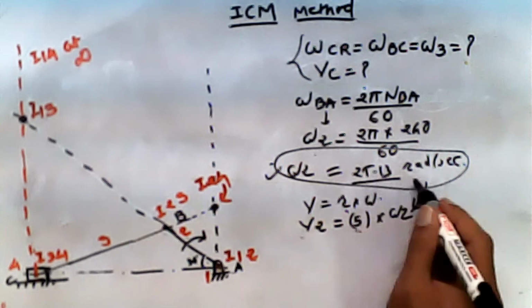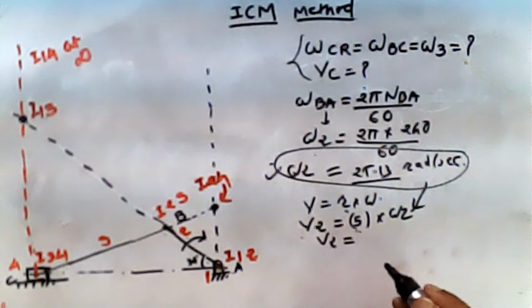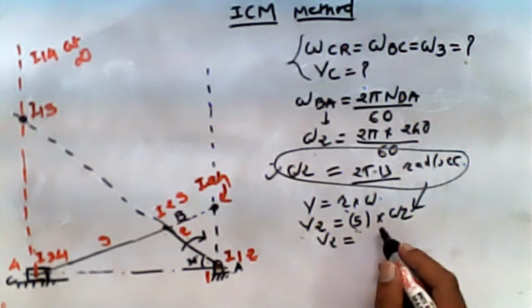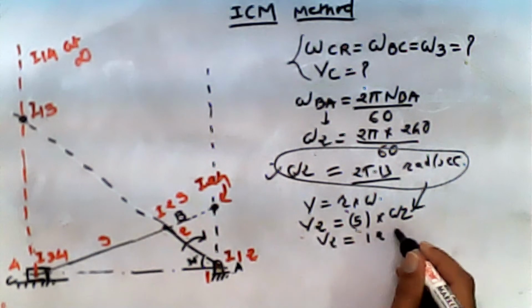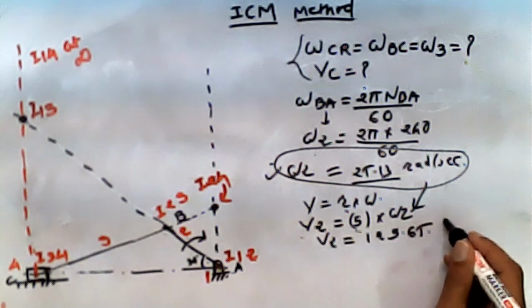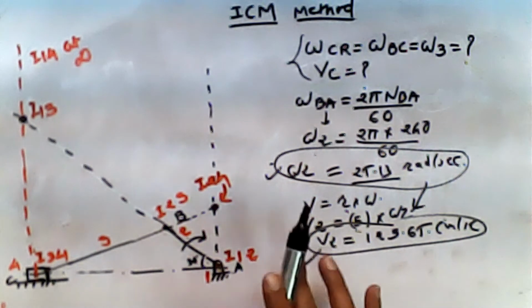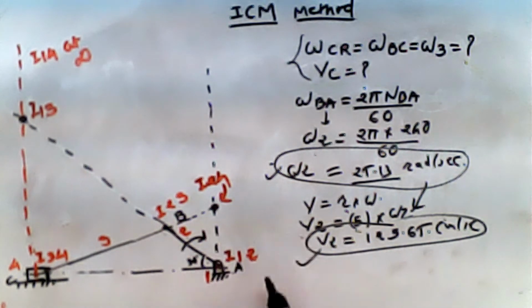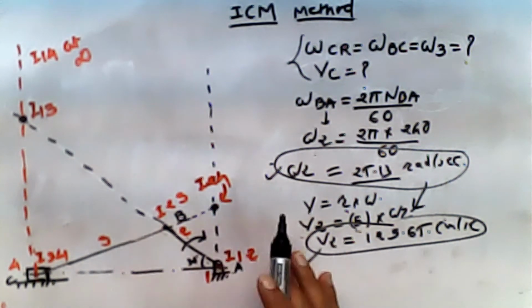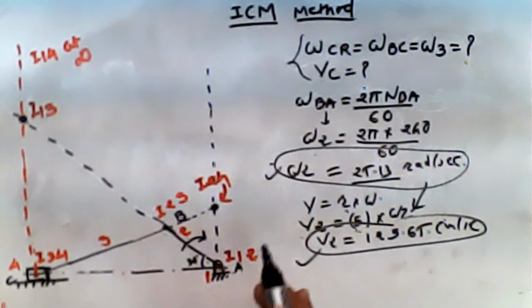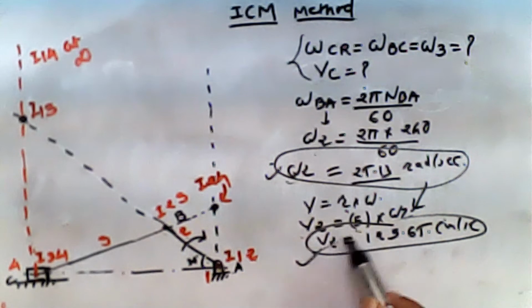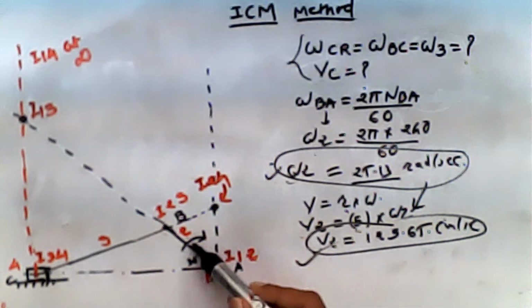If you put 5 into the calculation, you will get the velocity of link number 2 as 125.65 centimeter per second. Correct. So this is the first thing you need to determine, the angular velocity and the velocity, because one link must have certain input data, and that input data may be in terms of RPM or angular velocity directly. Thereby you can calculate the angular velocity and velocity of link 2.